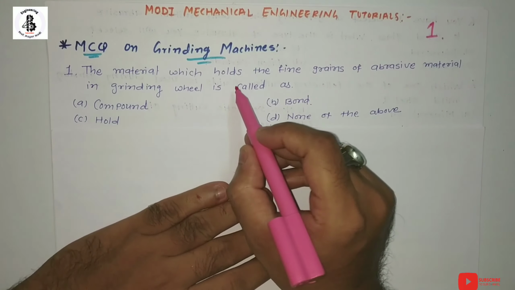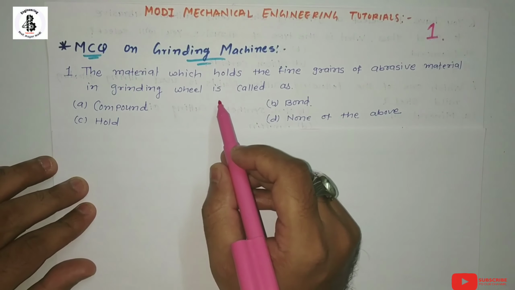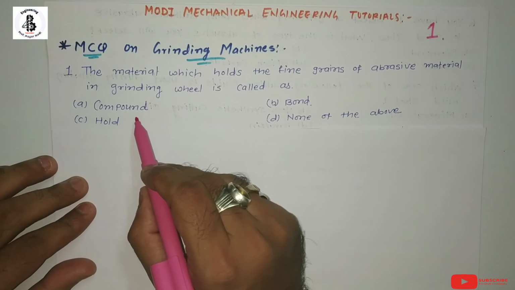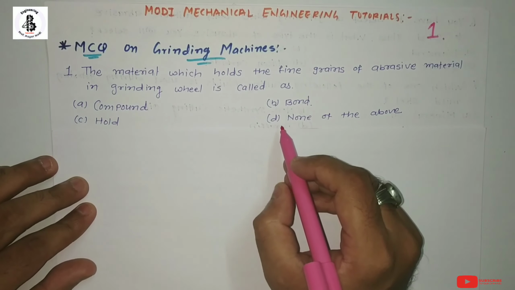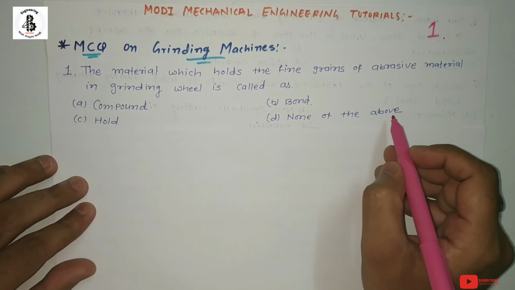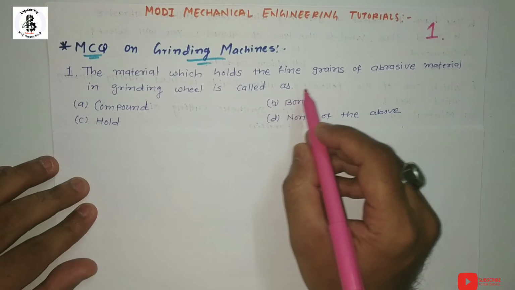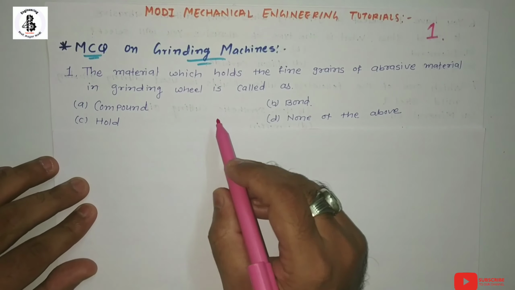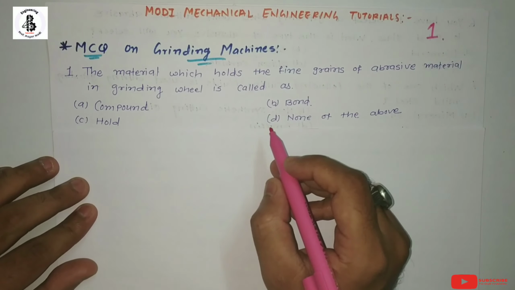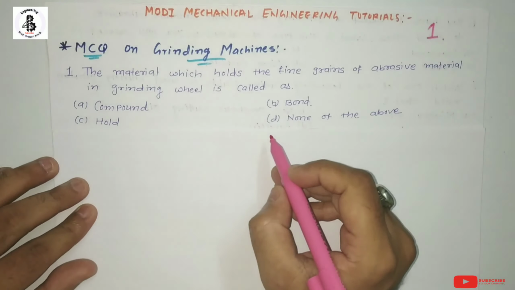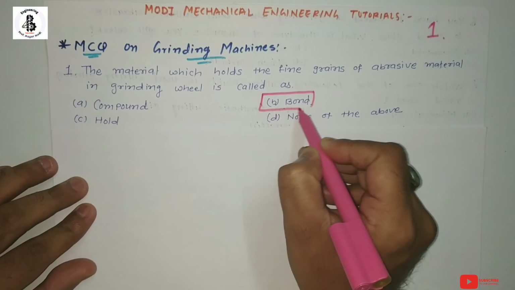Question number 1. The material which holds the fine grains of abrasive material in a grinding wheel is called: option A, compound; option B, bond; option C, hold; option D, none of the above. Basically, by the application of bond, the fine grains of the abrasive materials in grinding wheels are held together. That bonding between all the grains is what makes a grinding wheel. So the answer is option B, bond. Then next question.